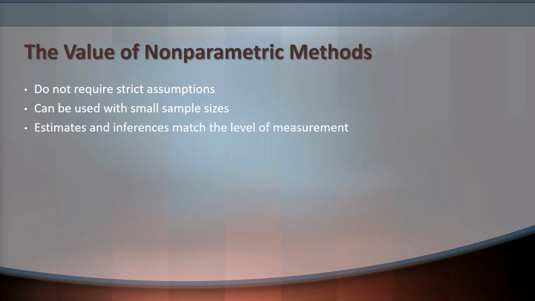The estimates and inferences that we make should, in my opinion, always be matched to the level of measurement. That is not the case with parametric methods, where we assume that we have at least an interval level of measurement when we use those methods. With nonparametric methods, we can consider the actual level of measurement and then pick the method that is most appropriate with that level of measurement.